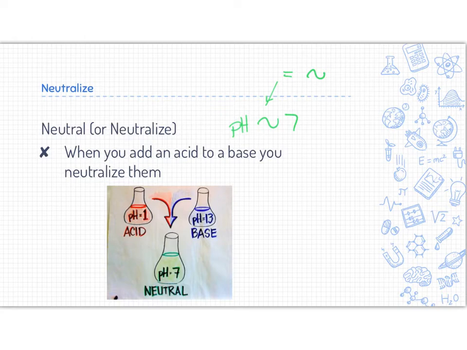We can also say neutralize, which means to bring the pH closer to 7. So maybe we had something that had a high pH and we lowered it towards 7, or maybe we had something with a low pH and we brought it up towards 7. By moving that pH closer, we have neutralized something. When you add an acid to a base, you neutralize them.